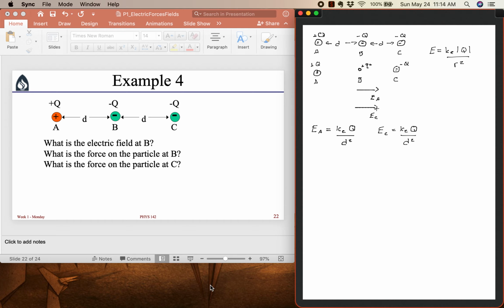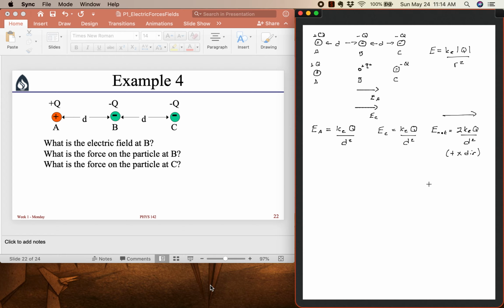Since these vectors are both pointing in the exact same direction, I can just add them up. And so the net electric field that is acting at location B would be the sum of these two electric fields, KEQ over D squared plus KEQ over D squared. Well, they're the same thing. I have two of them, so that's 2 KEQ over D squared. And then I also need to worry about the direction. Both of these are to the right. I sum them, I get something that's to the right, or the positive X direction. So that is my net electric field. It would also be to the right.